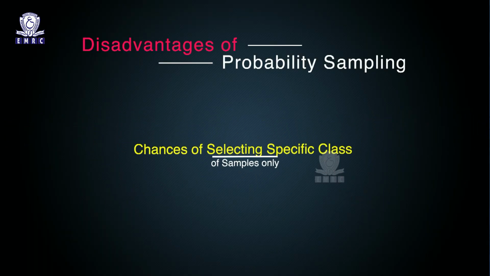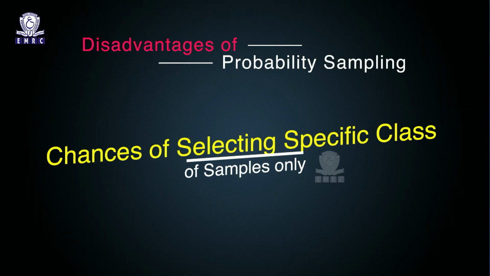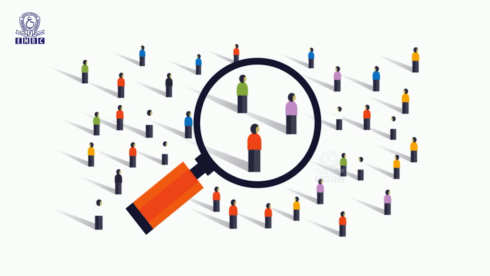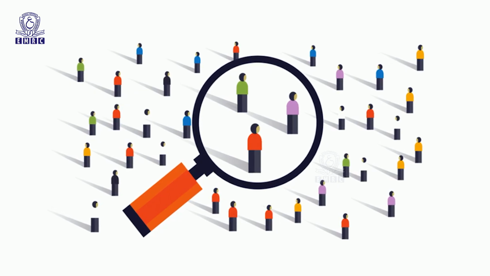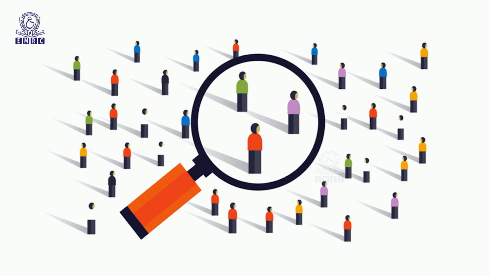The chances of selecting a specific class of samples only. If the researcher has to gather household related information, they may develop a trend of either approaching the elderly or the youngest in the family. In this case, only the oldest or the eldest generation will be taken as samples.